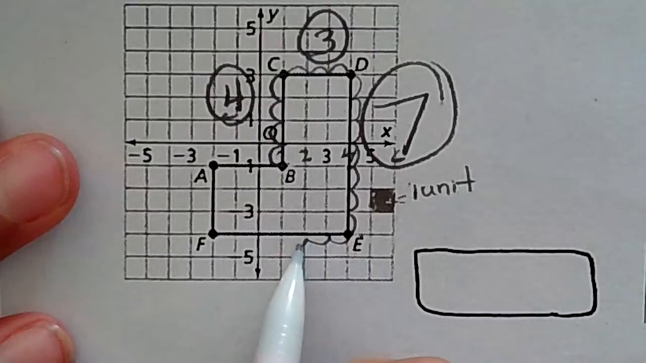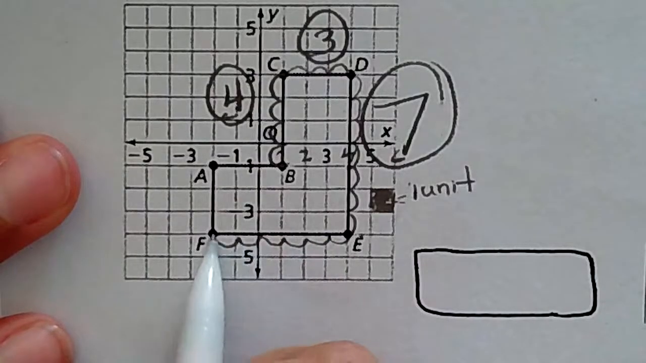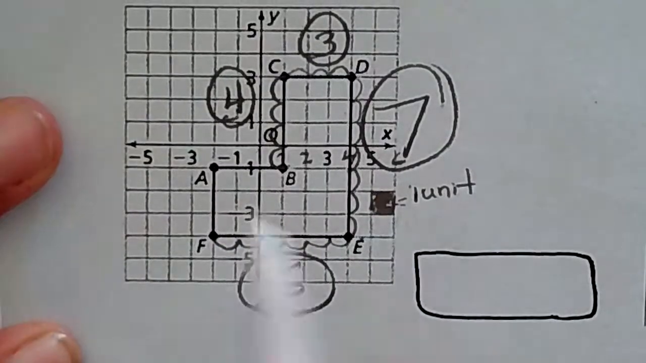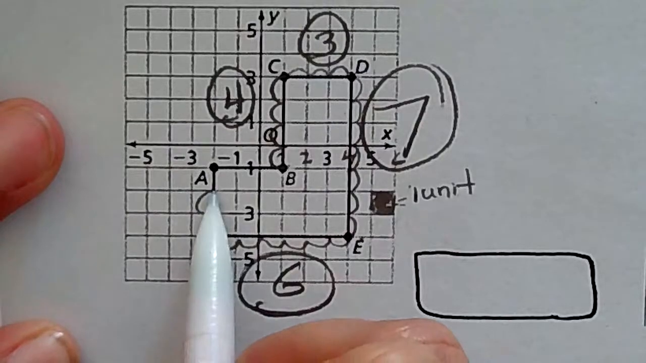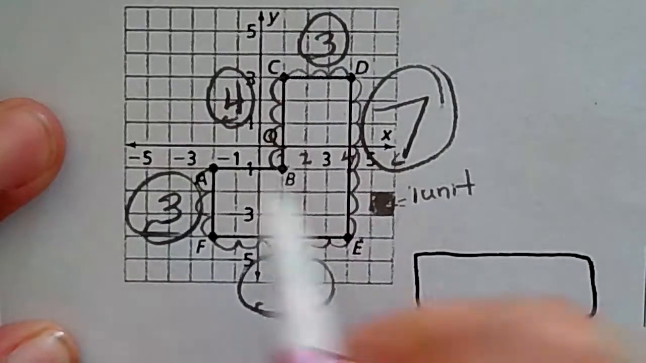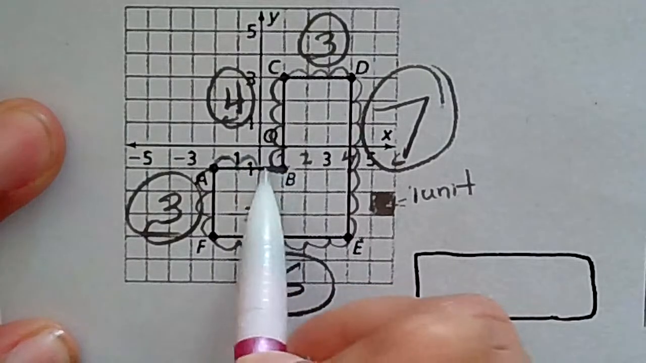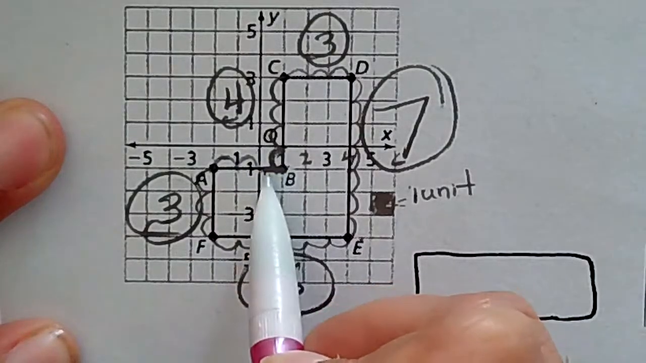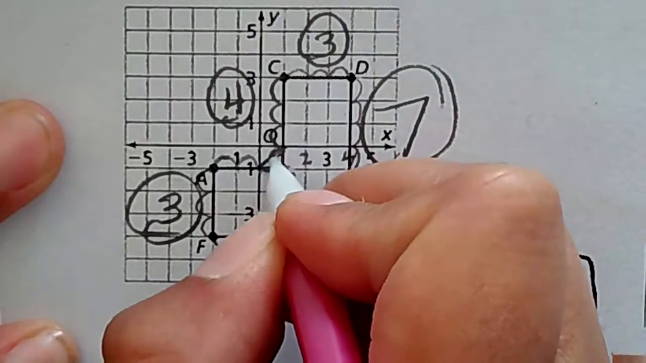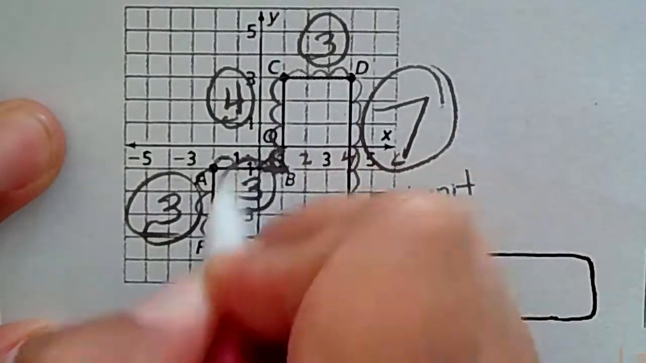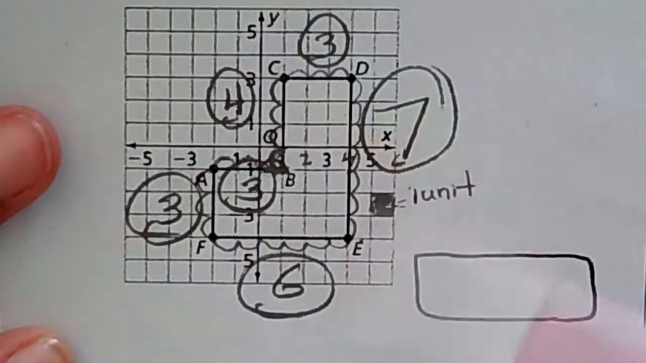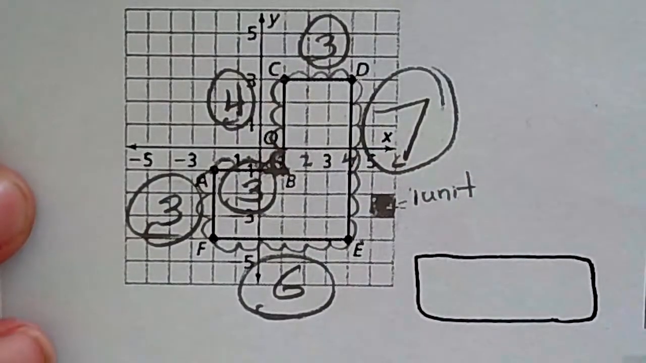1, 2, 3, 4, 5, 6. 1, 2, 3. 1, 2, and I can't forget this one right here, even though I have a line going this way. I didn't count this side yet. 1, 2, 3. Now that I know the distances of each side, I can simply add them up.